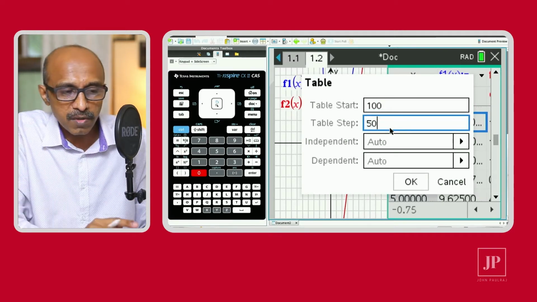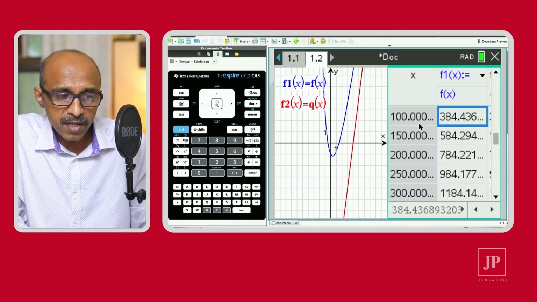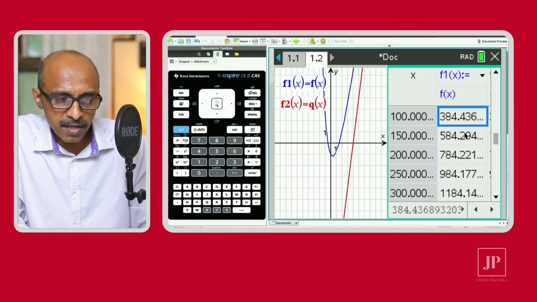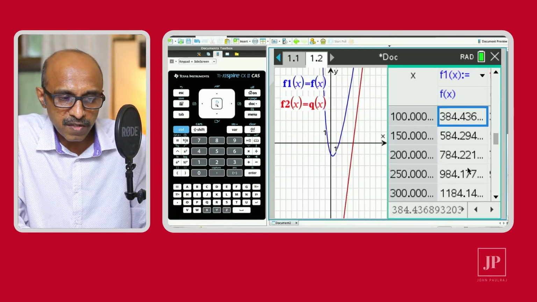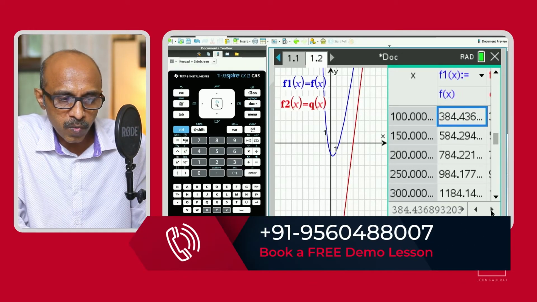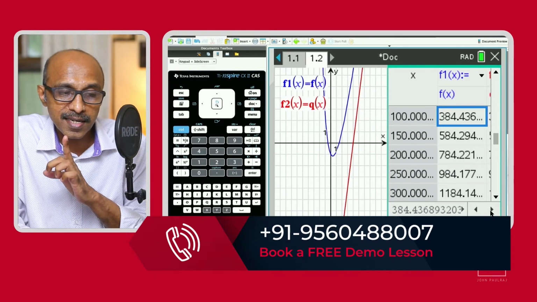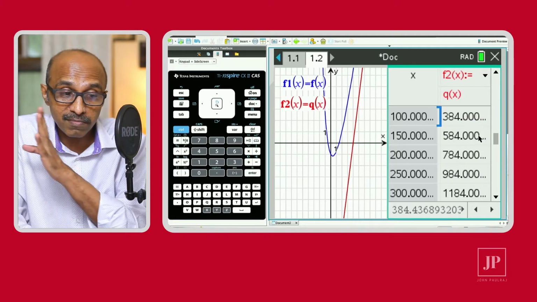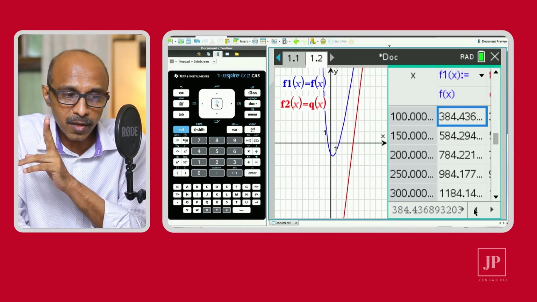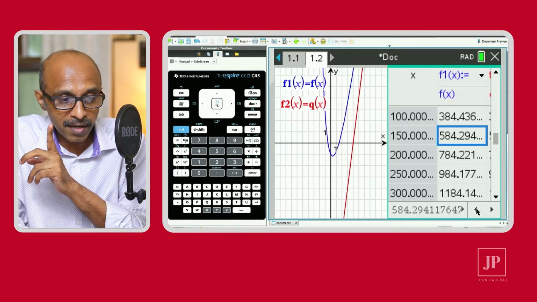That means the increment value is 50. Let me just hit OK and see what's going on. All right, 100, 150, the x values, and these are the corresponding rational function values here. Whoa. At 100, f1(x) is 384.436, whereas this is 384 point whatever, but it's still close. 584 at 150, 584 there.